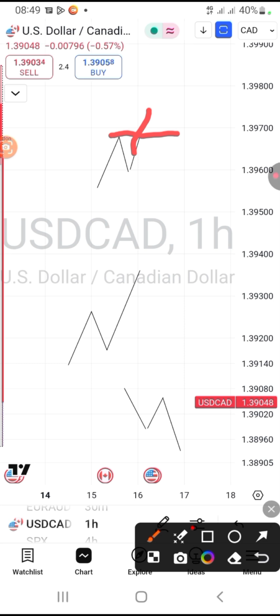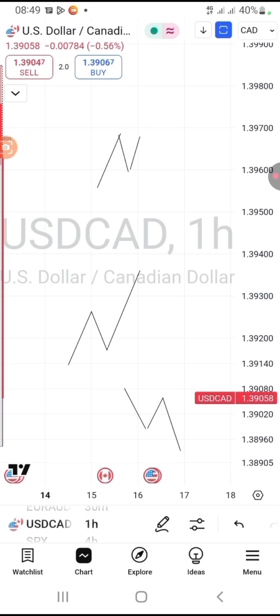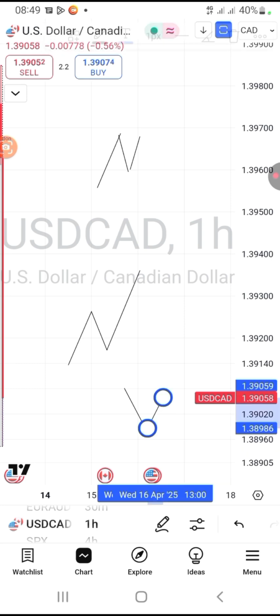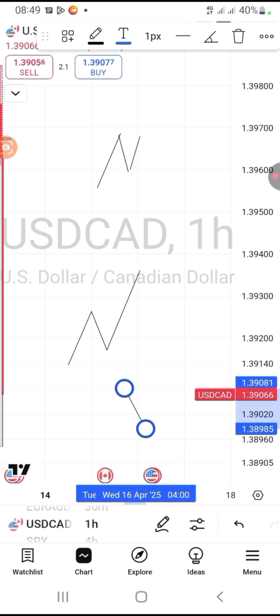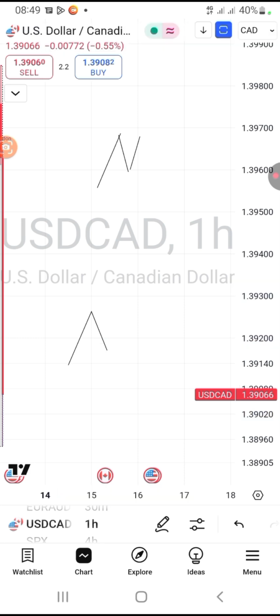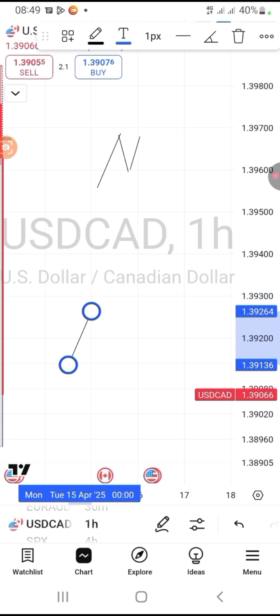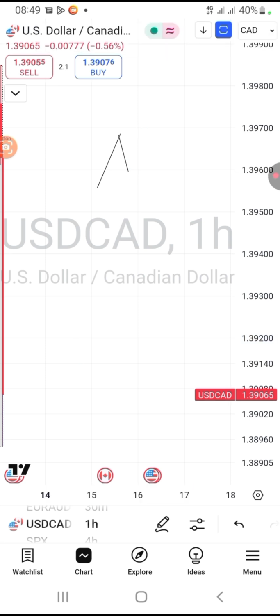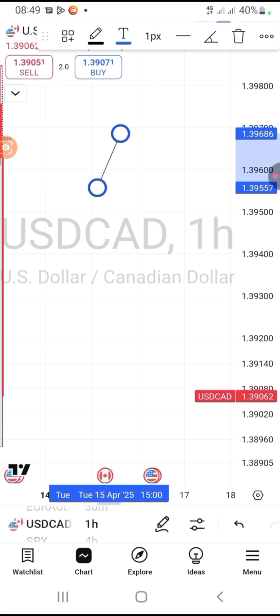Now I'm going to go to the chart immediately and show you guys what I'm talking about. We're going to identify places where there are breaks of structure in the market. Let me just delete this. I'm using the live market as an example.